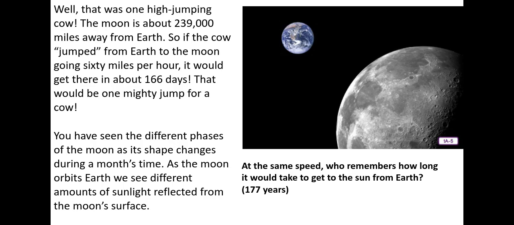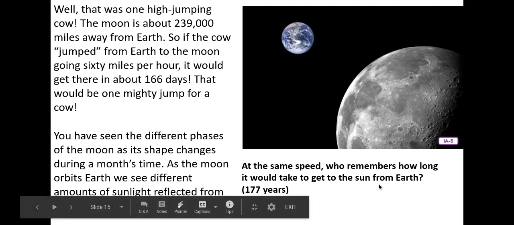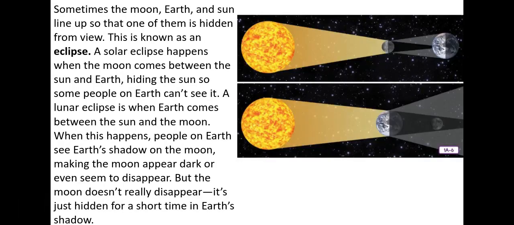You have seen the different phases of the moon as its shape changes during a month's time. As the moon orbits Earth, we see different amounts of sunlight reflected from the moon's surface. At the same speed, who remembers how long it would take to get to the sun from Earth? That's right, 177 years.